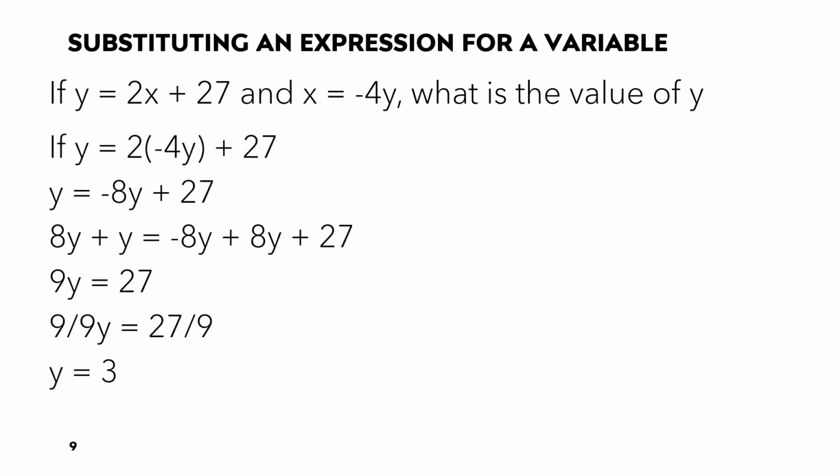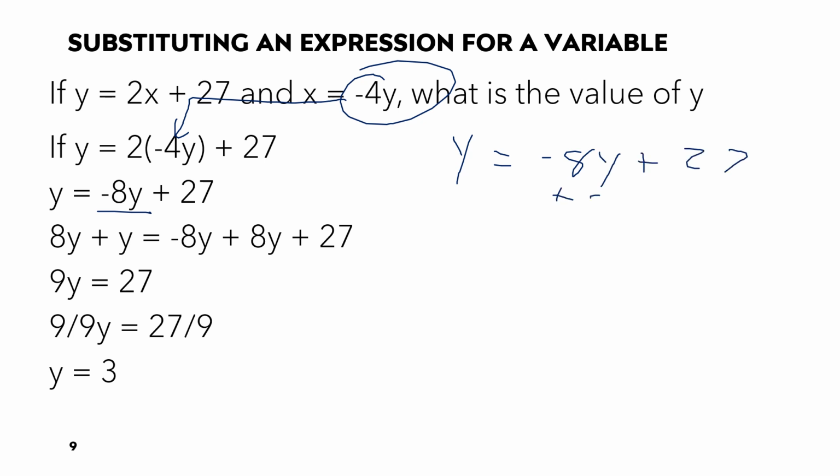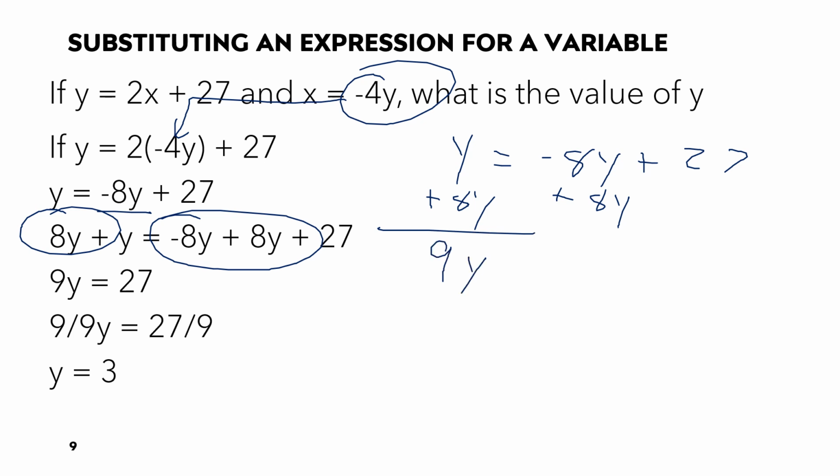Well, if you did what we did earlier in the year, you substituted negative 4 in here. 2 times negative 4 gave us the negative 8y. So we had y is equal to negative 8y plus 27. So we're going to add 8y to both sides, which is what we're doing here. y plus 8y is 9y, which is how we got this 9y. So 9 times y is equal to 27.